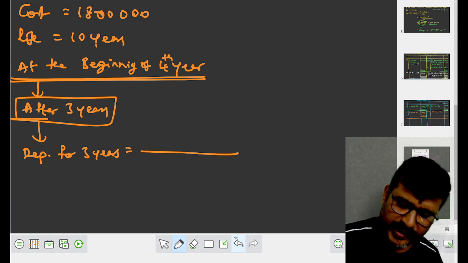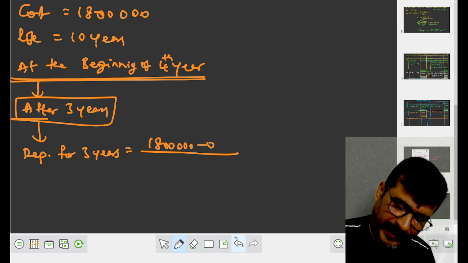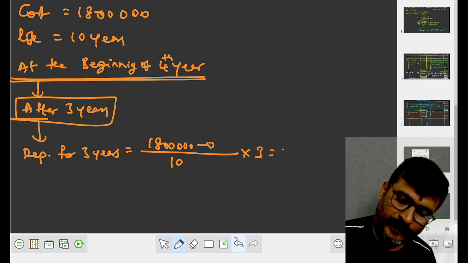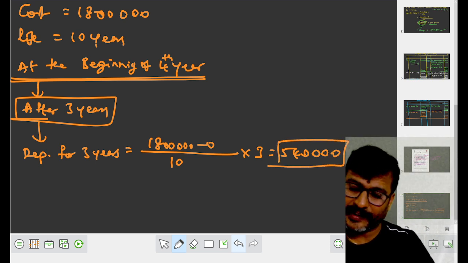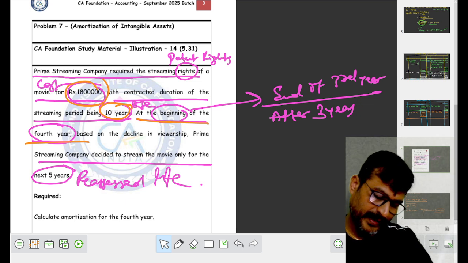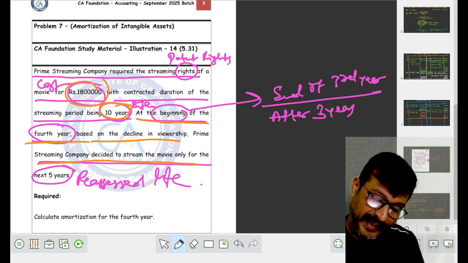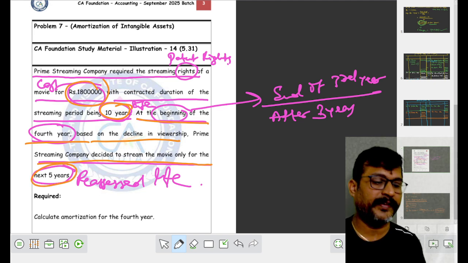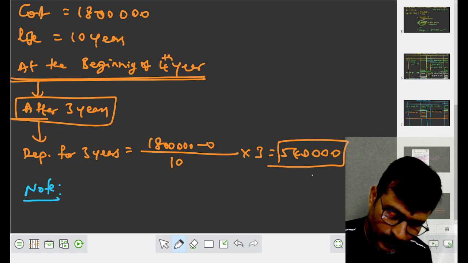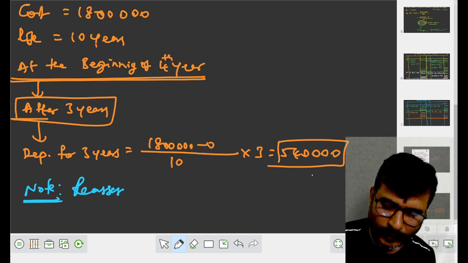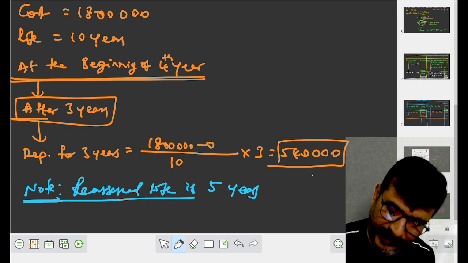After 3 years means depreciation for 3 years. What is the formula? Cost minus scrap by life into 3. It comes to rupees 5,40,000 after 3 years. बाद में क्या हुआ? After 3 years, based on the decline in the viewership, Prime streaming company decided to stream the movie only for the next 5 years. क्या किए? Note. Reassessed life is 5 years.